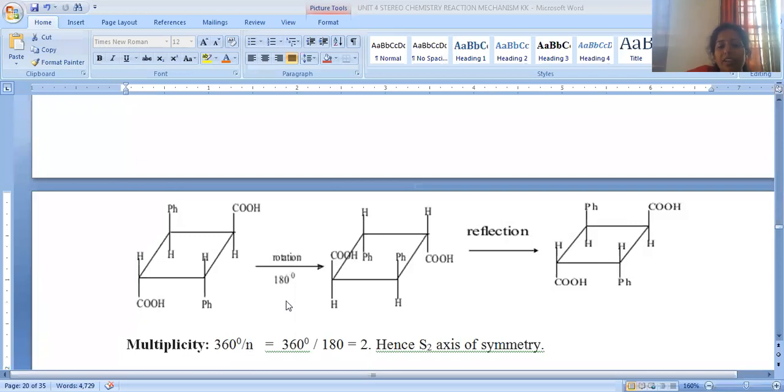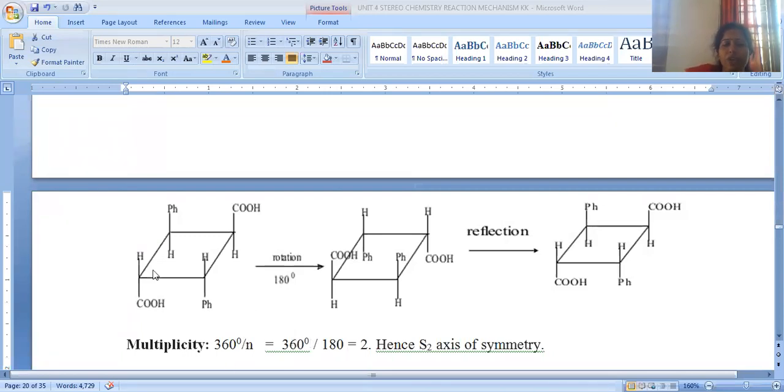We are doing 180 degrees rotation. That's the reason why 360 by 180. What happens? Two 180s make 360. Then the multiplicity value is 2, which is called the S2 axis of symmetry. This is called the S2 axis of symmetry, which is calculated by taking 360 by n. N stands for how many degrees we are rotating. Here 180 degrees rotation, that's the reason why 360 by 180.